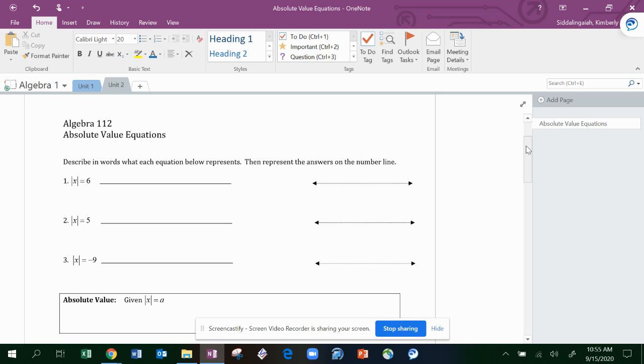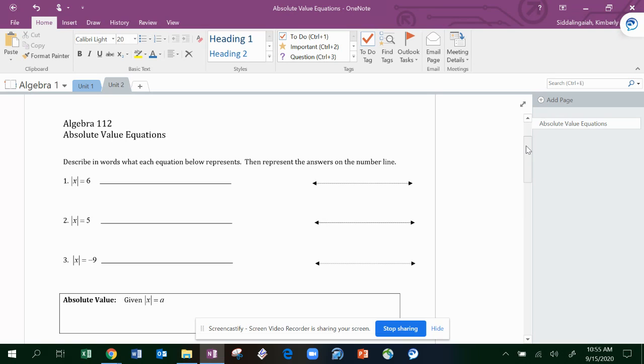I am giving you a video here on our next topic, which is absolute value equations. This is the first topic in our second unit. Congratulations on finishing your first test for math in high school. That's awesome. You all did great. So now I have a lot of grading to do today. All right, let's take a look at absolute value equations.